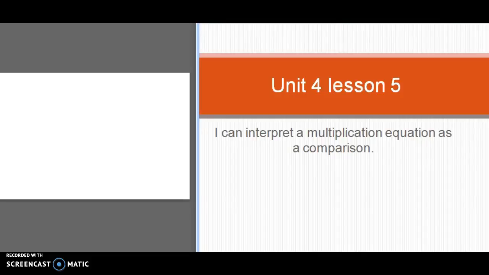Today we are going to start a new lesson. It's going to be Unit 4, Lesson 5. We are going to be looking at multiplication equations. We're going to be looking at them today as a comparison. So remember, when we're comparing two things, we are going to be looking at how both of them are relating to each other. So our I can today is I can interpret a multiplication equation as a comparison.